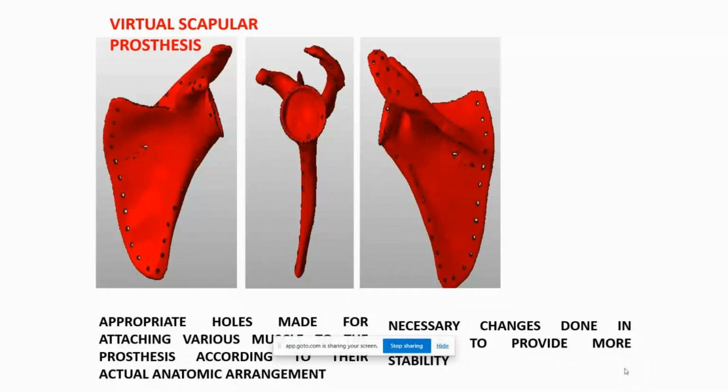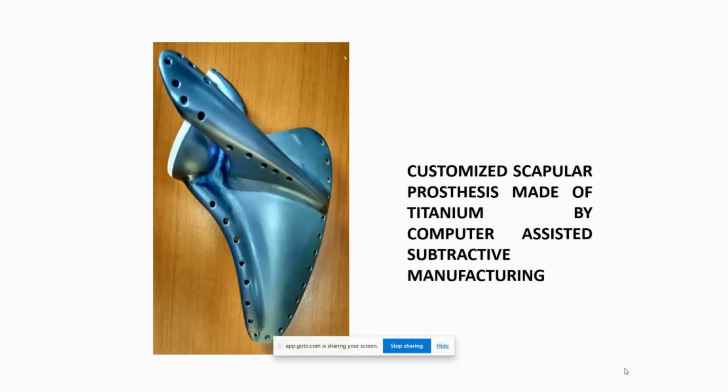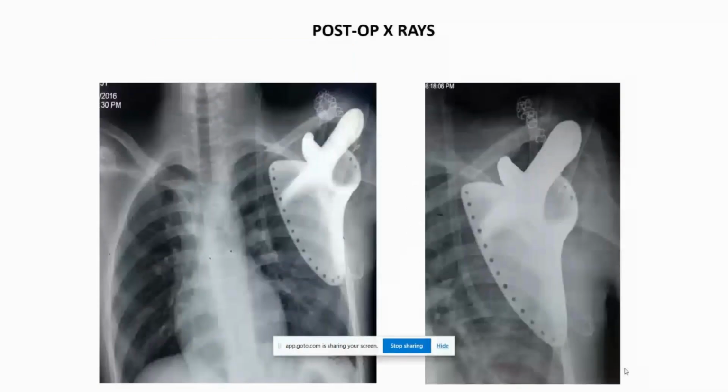This is made of titanium, by computer assisted subtractive manufacturing. We have put that tumor prosthesis of a scapula.